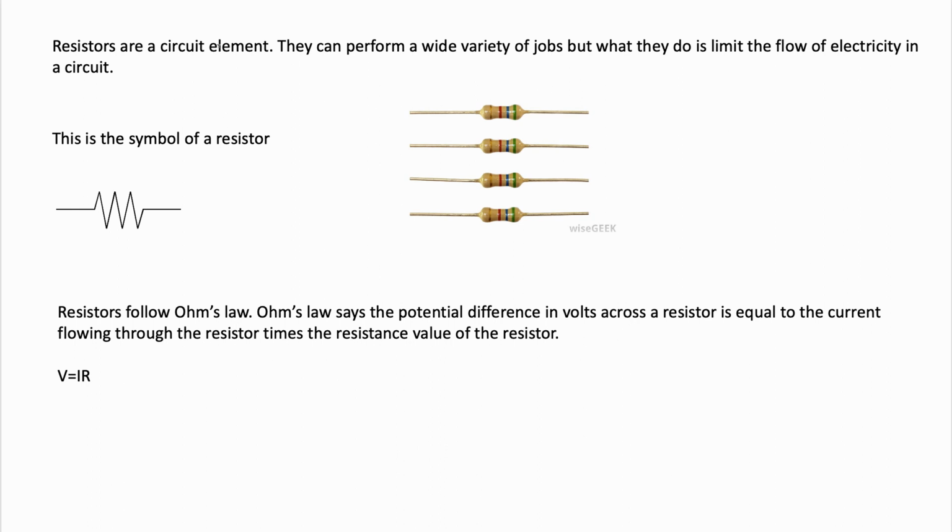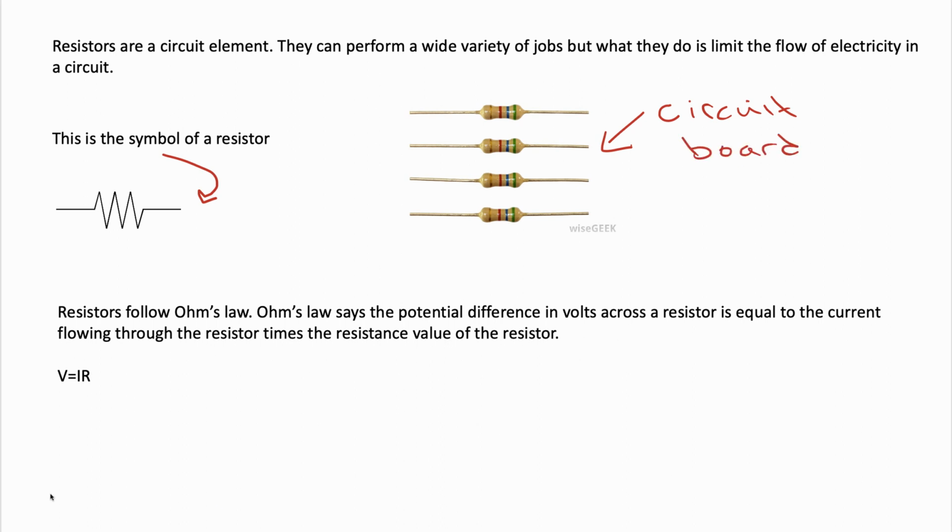Resistors are circuit elements, and they perform a wide variety of jobs, but what they do is limit the flow of electricity in a circuit. The symbol of a resistor is this up-down pattern that you see right there. So this is the symbol. And on a circuit board, this is what a resistor would actually look like.